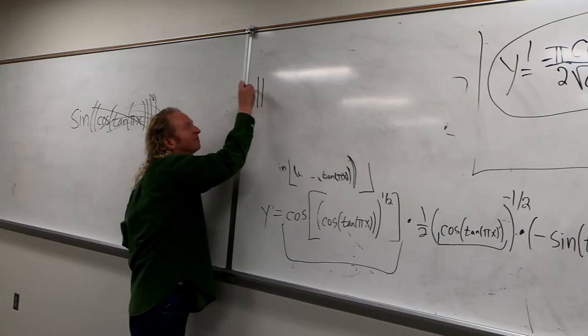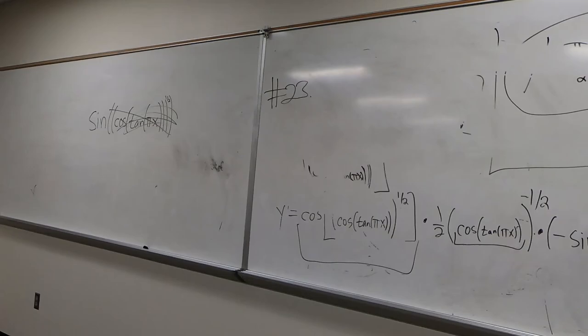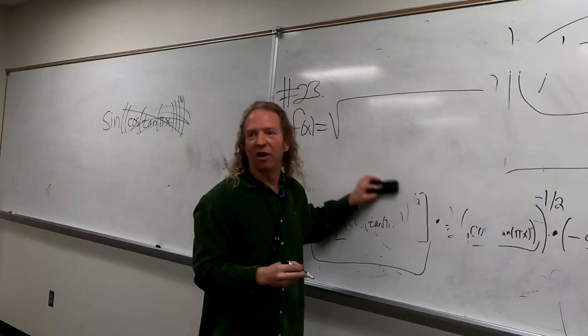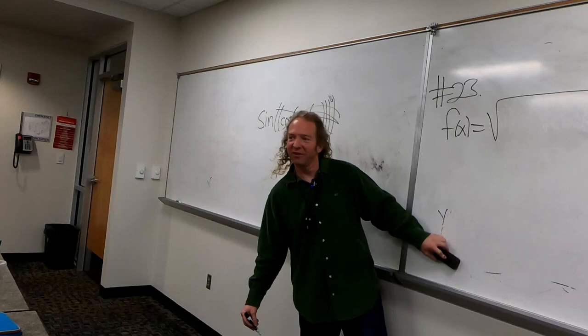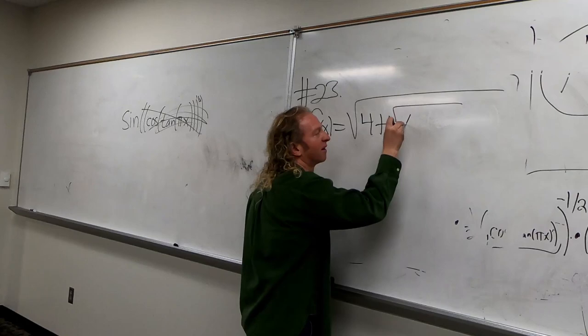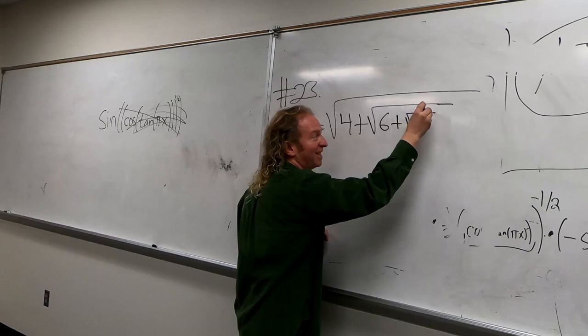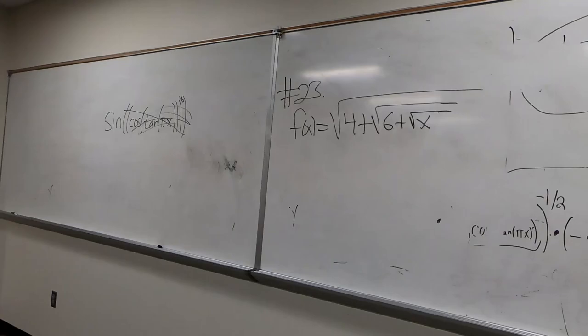23. So 23 is g of x. It's f of x. This looks like something out of an extra credit problem or something. It just looks really hard. Square root of... Anyone have it up? 23. 4 plus, like this? Yeah. That's it? That's the problem? Okay. All right. Fun times. Okay.